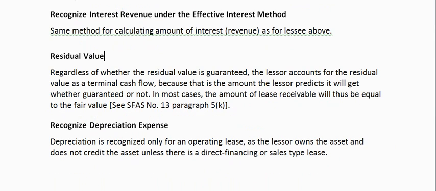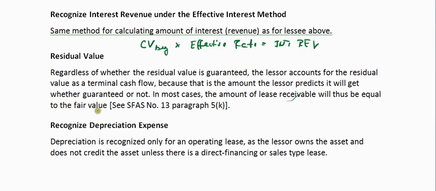We're going to recognize interest revenue under the effective interest method, which is beginning of period carrying value. So we have carrying value beginning of the period times the effective rate will equal interest revenue. The residual value, whenever there is one for the lessor, will always be in there. Okay, the present value is always capitalized.